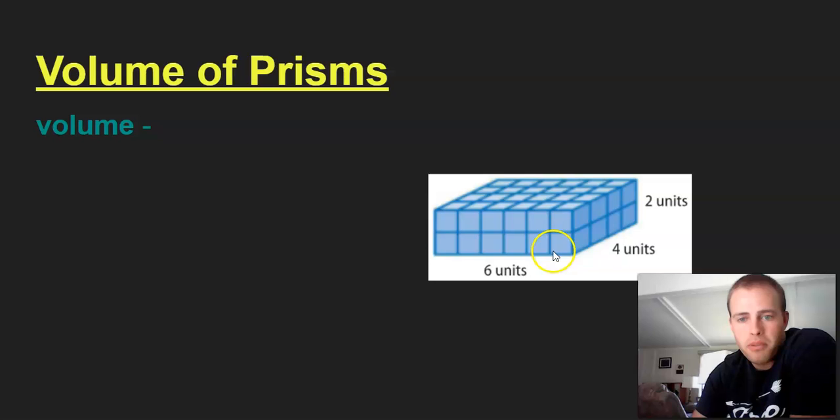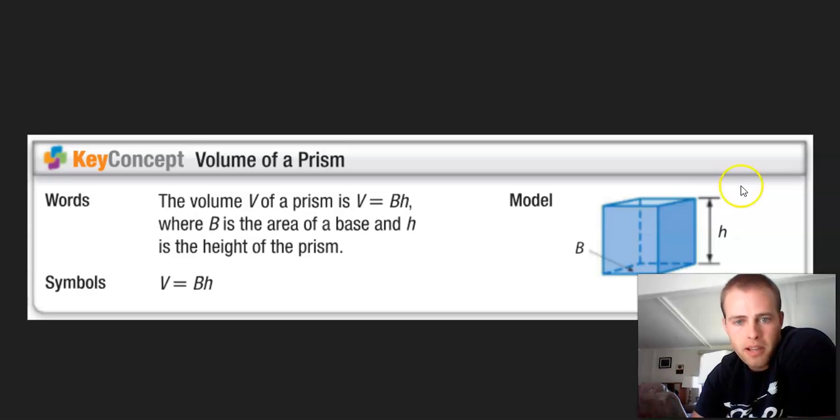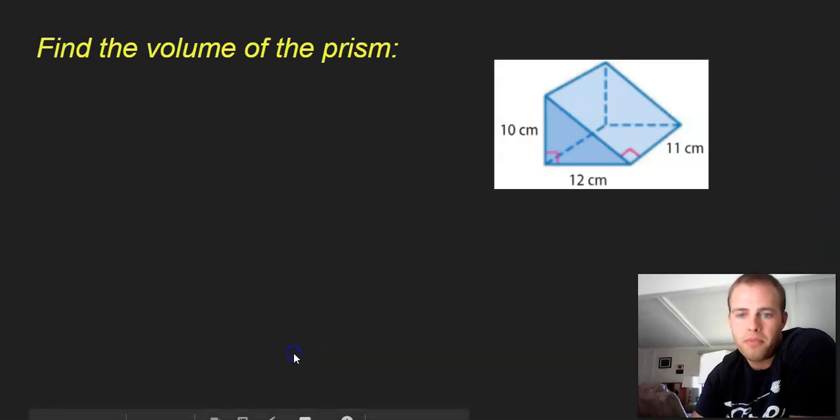And when we've got something simple like this, we can just take length times width times height to get our volume. Basically, we're thinking how many of these cubes fit in this shape. All we would have to do for that is take 6 times 4 to get the bottom layer. It's 24. And there's 2 of those layers, so take it times the 2, and that gives us 48. So basically what we just did, we took 6 times 4 to get the base. We take the area of the base times the height, and that's our simple formula for volume of a prism. Base times height. Area of the base times the height.